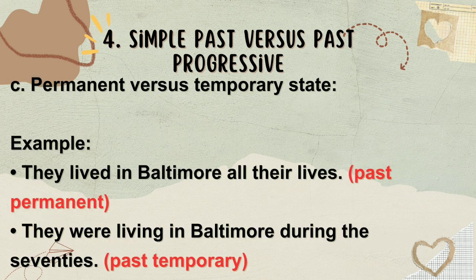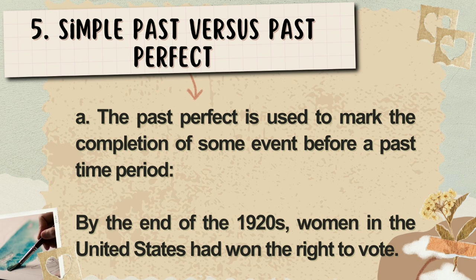The letter C is permanent versus temporary. We talk about the permanent and temporary. "They lived in Baltimore all their lives." That is a past permanent. Another one is "They were living in Baltimore during the 70s." That is past temporary.